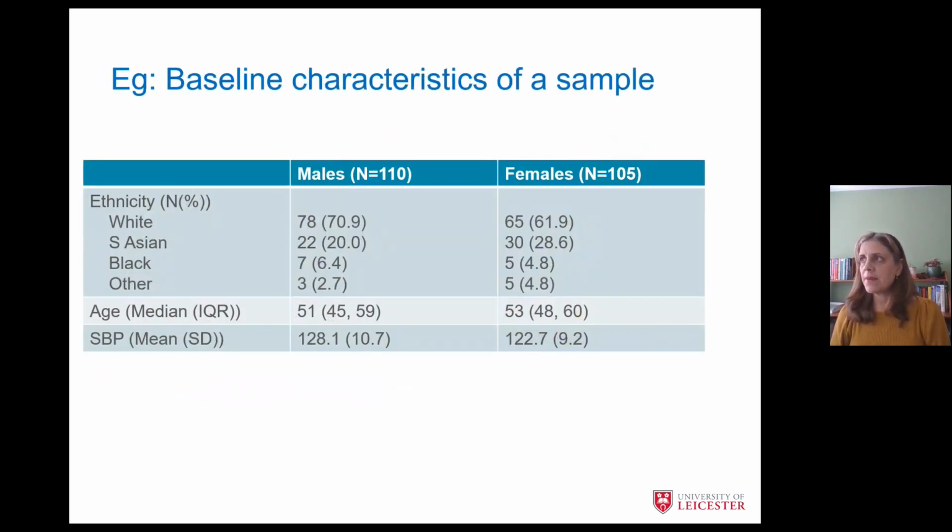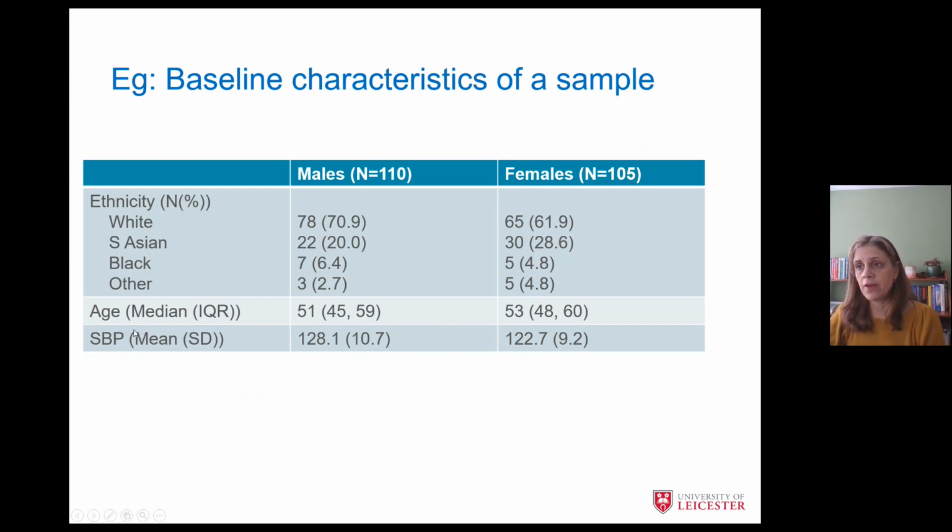So here we have an example of how we might present that data. We've got a group of 110 males and 105 females. The first variable we've looked at is categorical, it's ethnicity, and we've reported the number and the percent who fall within each group. So we can see that for males, about 71% were white, and for females, about 62% were white. So that's really informative.